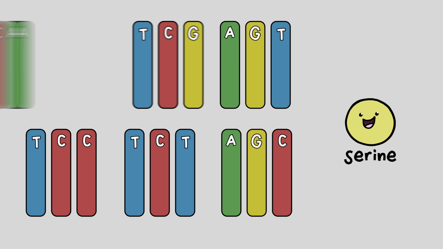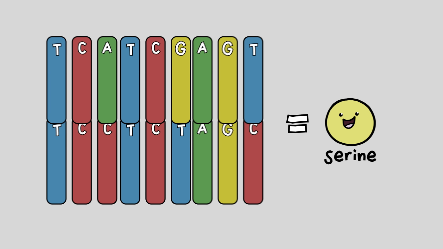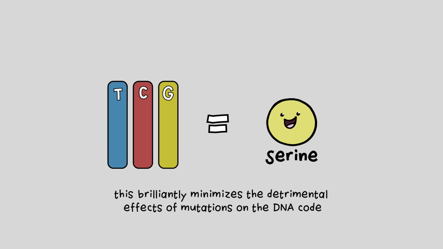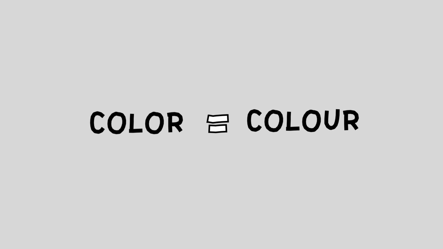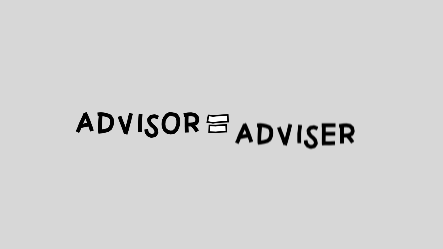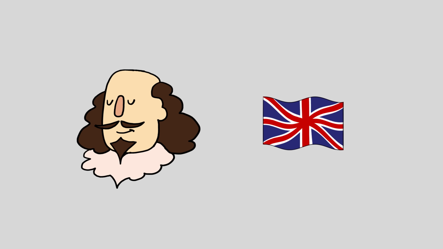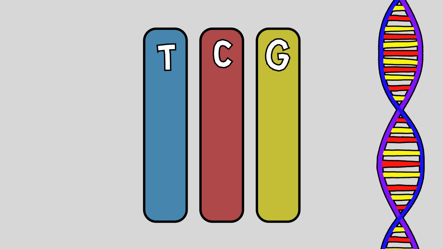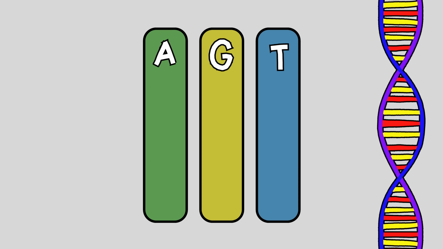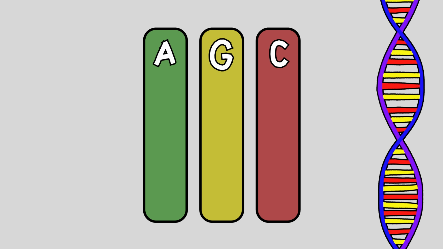It's a very finely tuned process with multiple redundant safeguards because one amino acid can be coded by multiple different similar codons. This brilliantly minimizes the detrimental effects of mutations on the DNA code. Sort of like how some words still mean the same thing even if a single letter is different, like color or gray or advisor. Basically, the British spell words wrong all the time, but we still know what they mean, usually. In English, only a few words are like this, but with DNA, it's like this for every combination of letters. In other words, the genetic code is specifically set up to minimize the effects of mutations.